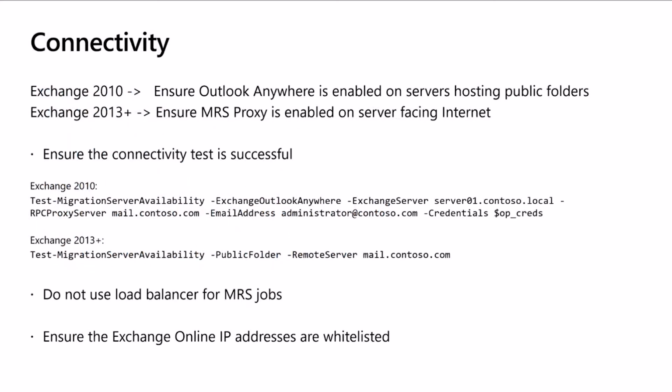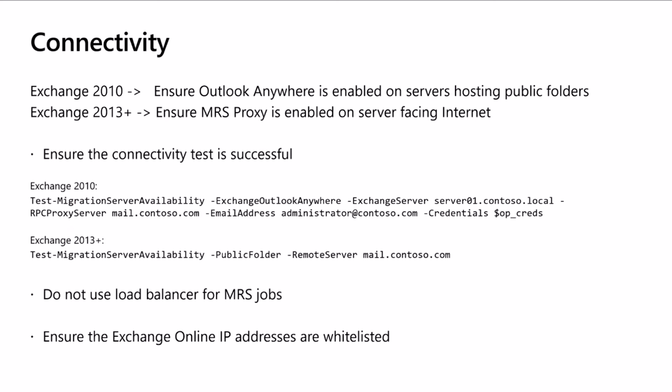Migrations can fail or produce unexpected results if the connectivity to the source server is not working as expected. The migration from Exchange Server 2010 works on Outlook Anywhere, or RPC over HTTP, even if you have Exchange Server 2013 or higher acting as a front-end server.